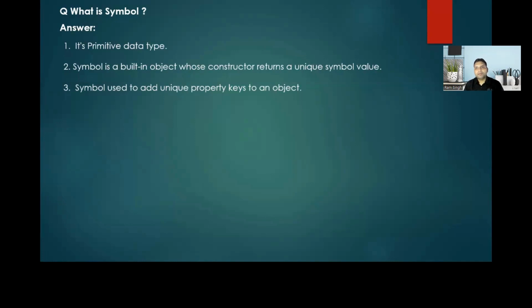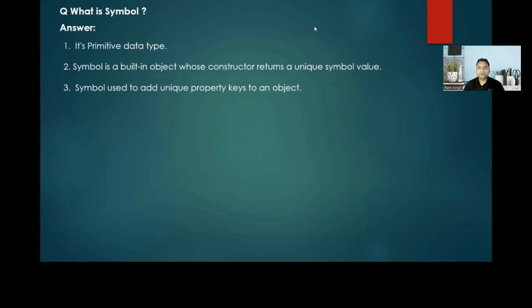The second point is that this always returns a unique symbol value. Just remember this, and then I will explain it at the code level, and I think you will understand it better. The third point is that because it always returns a unique symbol value, it's a good use case to add a unique property key to an object. So this is the use case for this symbol.